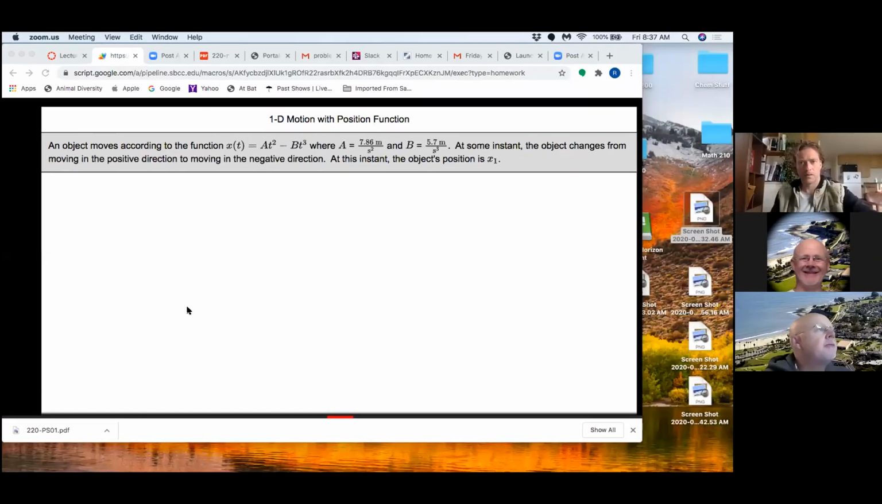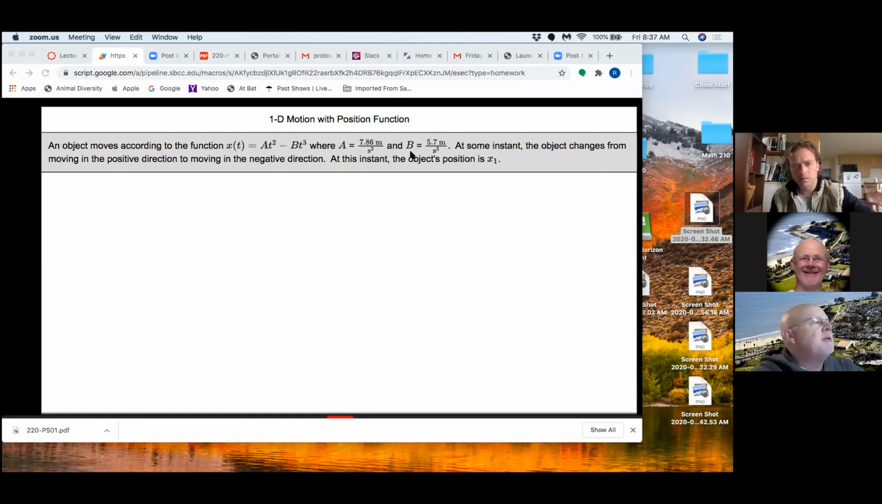So let's see. I'm working on a 1D motion with position function. Would you like me to just show it to you? Does that make it easy? Yeah, that might make it easier. Cool. It's this here. Okay, the object, so they give us the equation.